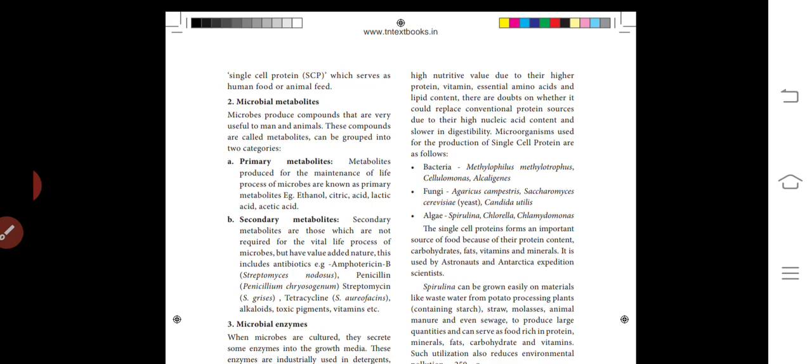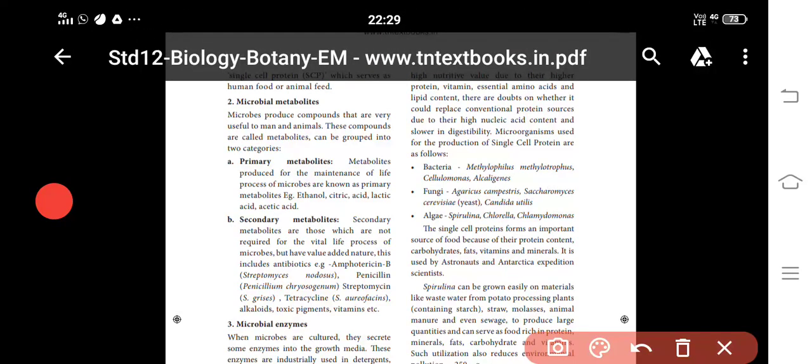Secondary metabolites are those which are not required for the vital life process of microorganisms but have a value-added nature. This includes antibiotics, amphotericin B, penicillin, streptomycin, tetracycline, alkaloids, toxins, pigments, vitamins, etc. So microbial metabolites are very useful to man and animals, and that is the categories of primary metabolites and secondary metabolites.